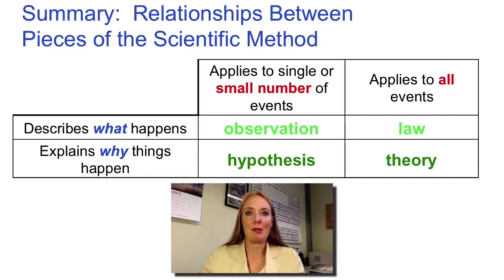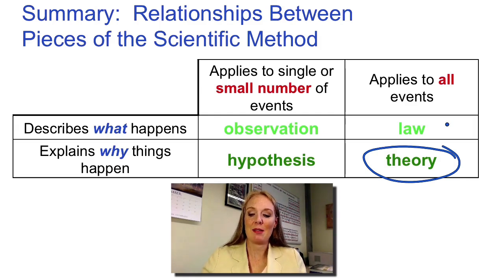A theory applies to all events over a long range of time, and it explains why things happen. A law, on the other hand, describes what happens, perhaps in the form of an equation, but it doesn't try to explain why things happen. That's what a theory does.